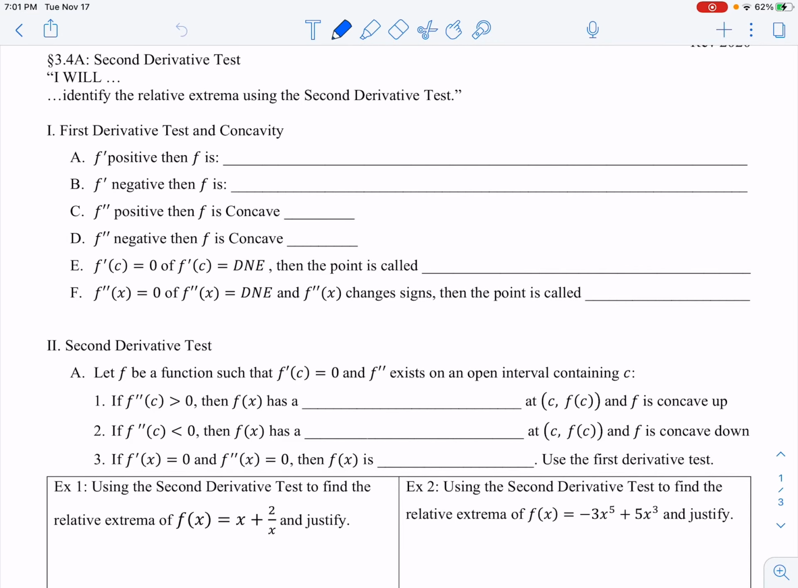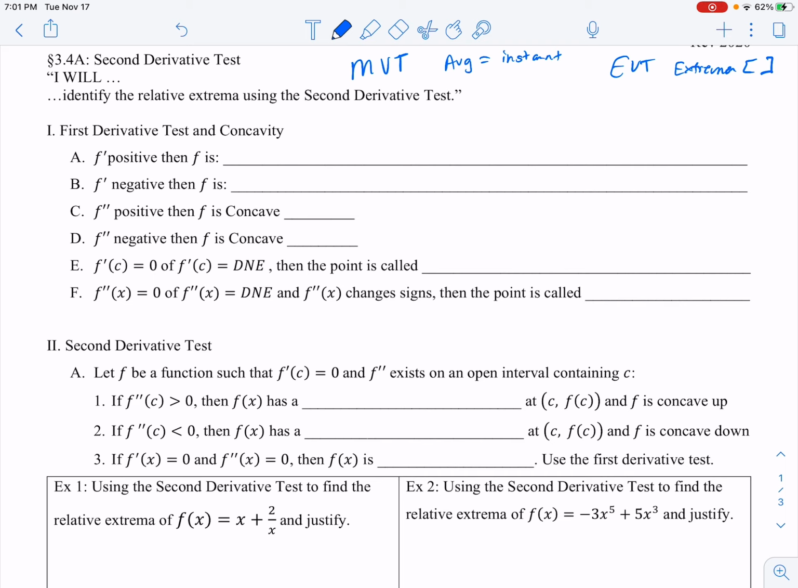Hello. Today's lesson is on using the second derivative to determine if a critical point is a min or a max. So far in this unit, we've done the MVT, the mean value theorem, which tells you the average equals the instantaneous. We've done the EVT, which is extrema on a closed interval. We've done the first derivative test, which is this.